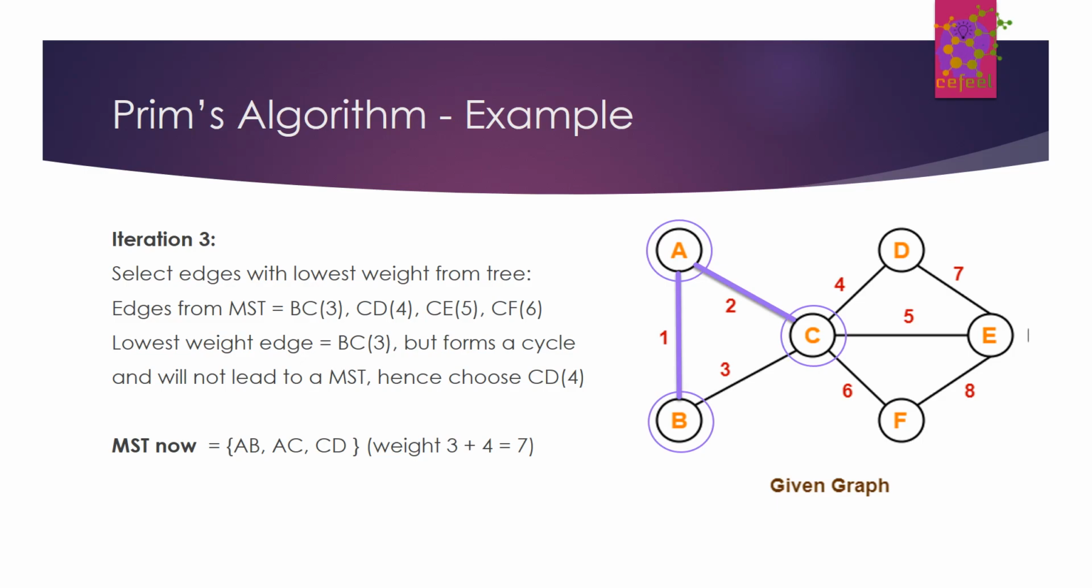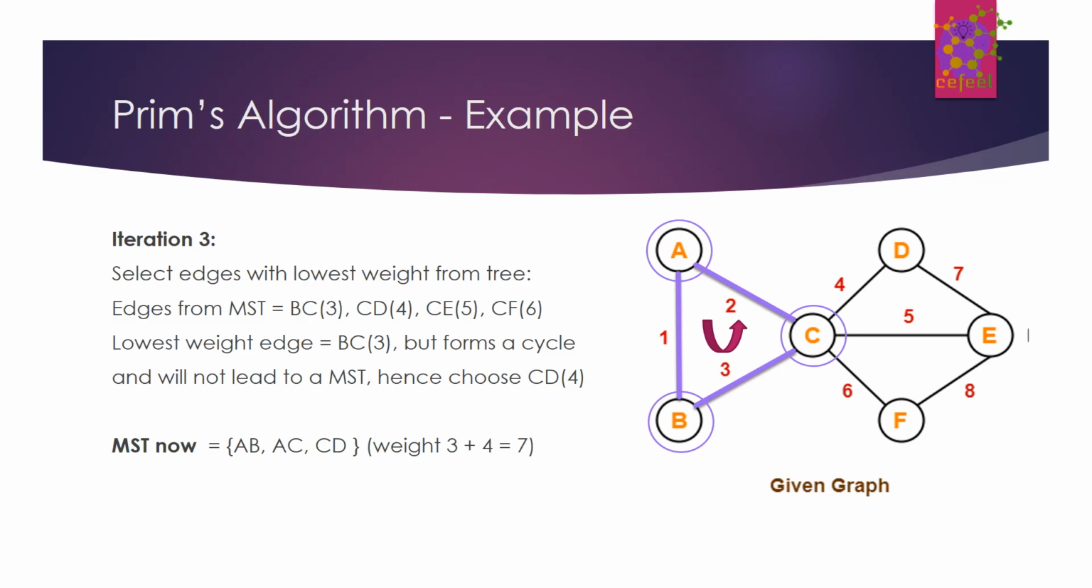Again we need to select edges with lowest weight from the tree. So let's first see what are the edges available. Now since our tree has expanded and we have more nodes, we'll have more edges. These are the edges available. From B we have BC, from C we have CD, CE and CF. So there are 4 possible options, and the weights are BC is 3, CD is 4, CE is 5, and CF is 6. So let's see now what do we have to do. Our algorithm says we have to pick the minimum one. So the minimum one from here is BC. So we'll pick minimum one BC.